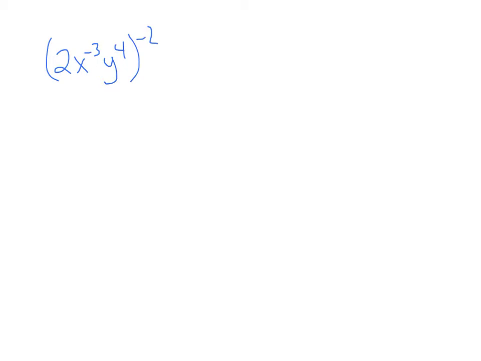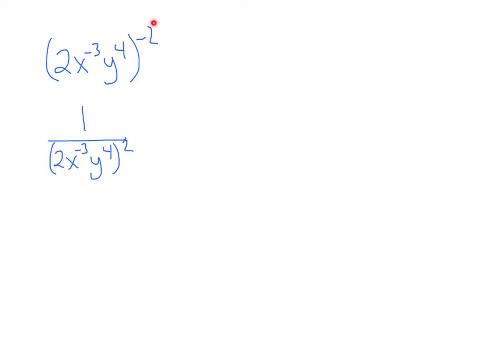Okay. Well, if it's all raised to the negative second power, a lot of times people want to distribute the exponents in, and then they make a mistake when they distribute it to this number right here. So we're going to try and avoid that mistake. What I'm going to do is I'm just going to move this to the denominator, so I'm going to have 1 over, parentheses, 2x to the negative third, y to the fourth, all raised to the positive second now that I've moved it to the denominator.